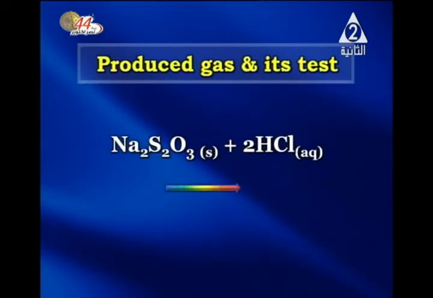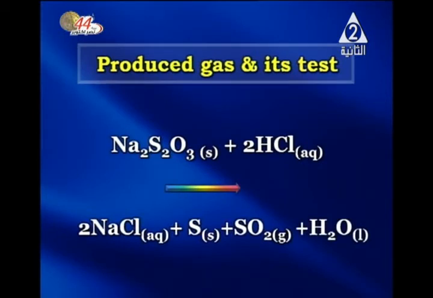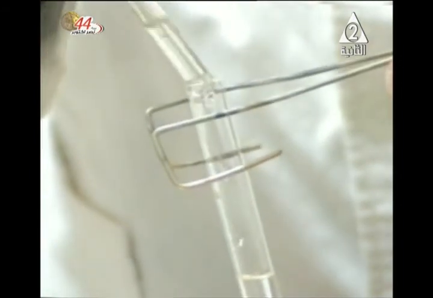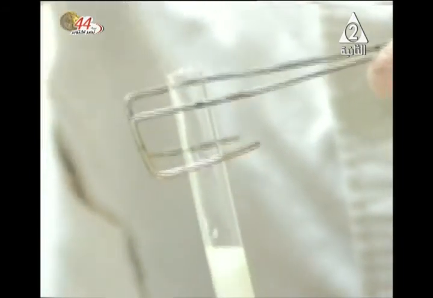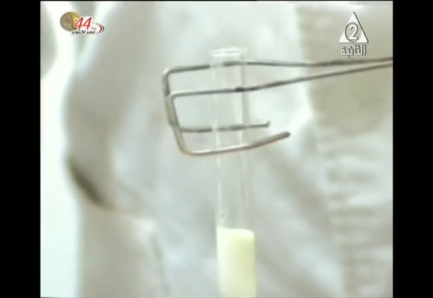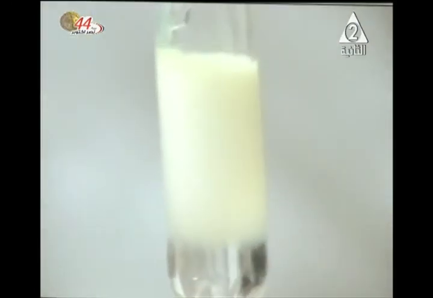As the equation proceeds on the screen, Na2S2O3 plus 2HCl gives 2NaCl, sulfur dioxide gas, sulfur and water, as the following animation shows. My dear student, if you look at the screen, here we add the dilute hydrochloric acid to the thiosulfate salt. It forms a yellow precipitate of sulfur, which is suspended in the solution, and sulfur dioxide gas is given out.